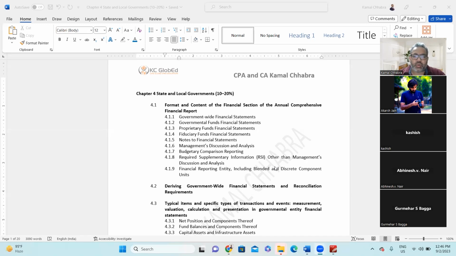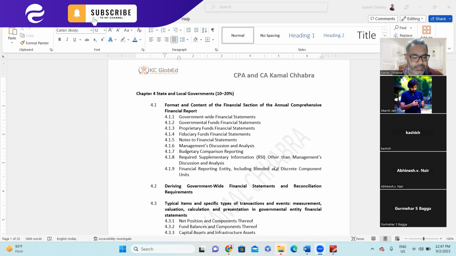So state and local governmental accounting is slightly different, as you know, because we generally do not have much exposure to working for the government, in India as well as in the United States or abroad. Hence sometimes students feel it's difficult. Actually, it's not difficult, but the only reason I see is we are not exposed to this kind of accounting in our school days, college days, or any professional study which you have done.